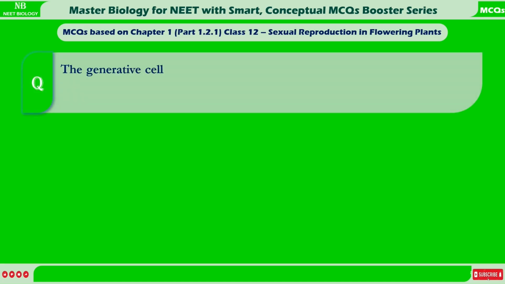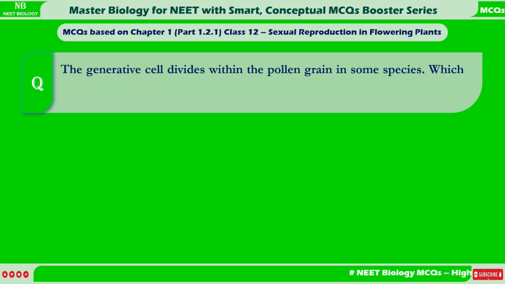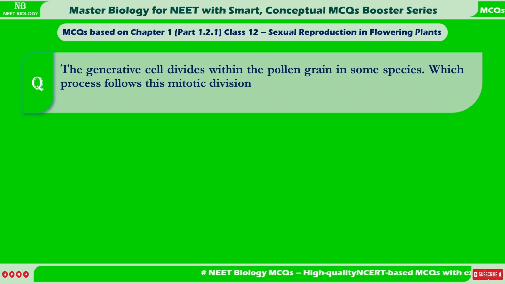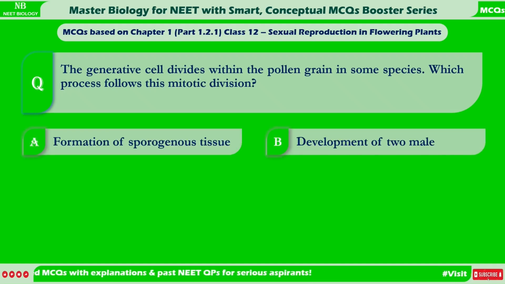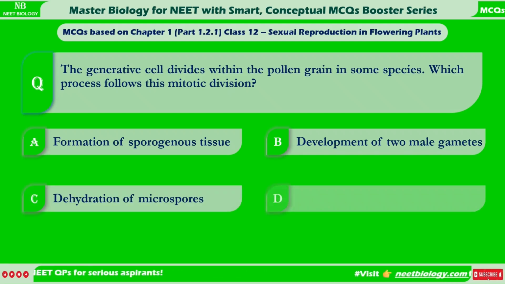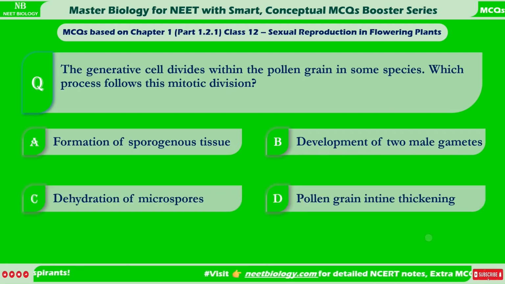The generative cell divides within the pollen grain in some species. Which process follows this mitotic division? A. Formation of sporogenous tissue. B. Development of two male gametes. C. Dehydration of microspores. D. Pollen grain intine thickening.